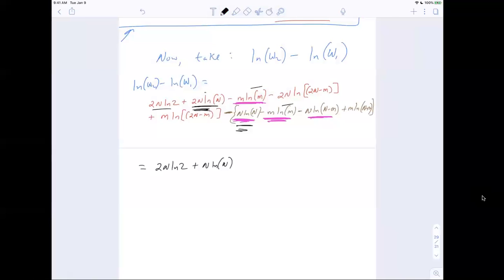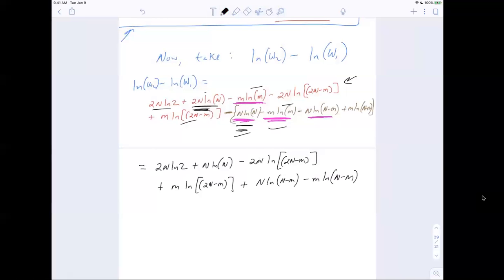Okay. So I'm going to carry over the next two terms. So we have a 2n natural log of 2n minus m, which is this guy, plus m natural log of 2n minus m, which is this guy, right? We took care of this guy, it is gone. Now what we have is a plus n natural log of n minus m, and then a minus m natural log of n minus m. Okay, so that's what we're left with still. Okay, let's see here. What are we going to do?